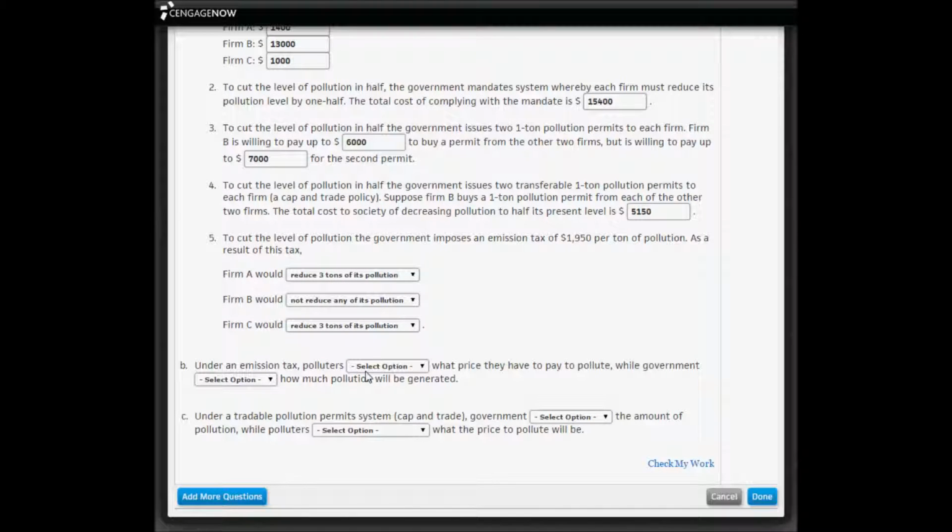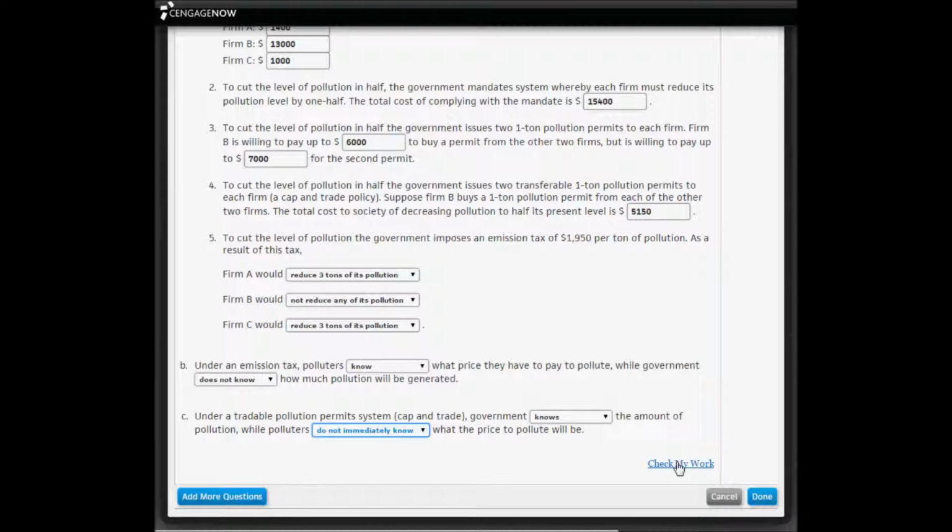Under an emission tax, polluters know what price they have to pay to pollute, while government does not know how much pollution will be generated. Under a tradable pollution permit system, cap and trade, government knows the amount of pollution, while polluters do not immediately know what the price to pollute will be.